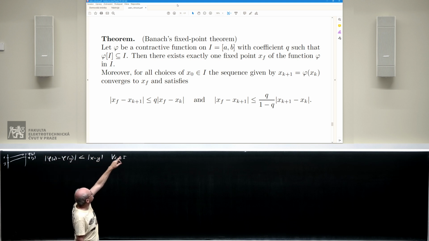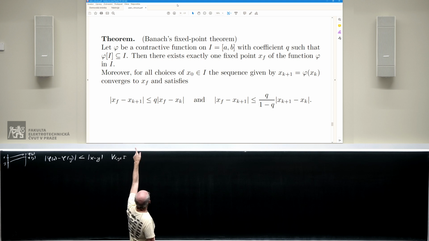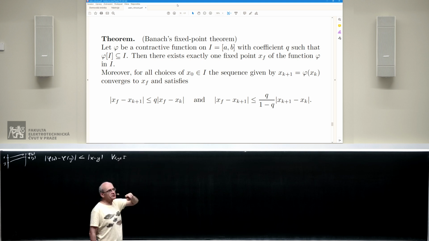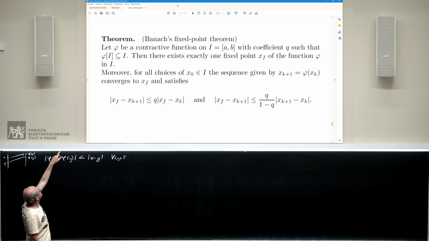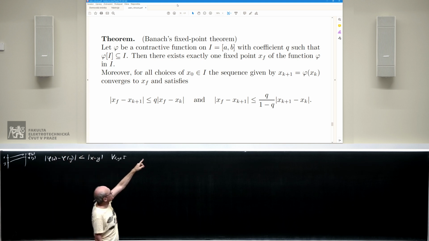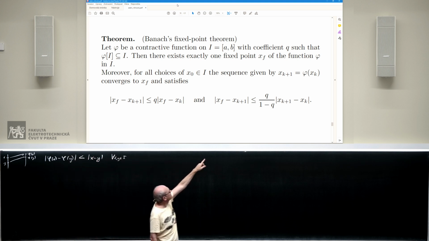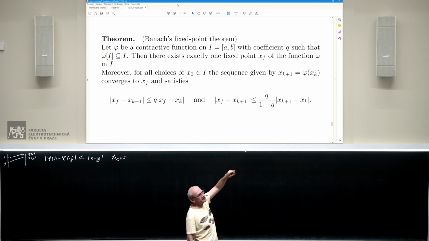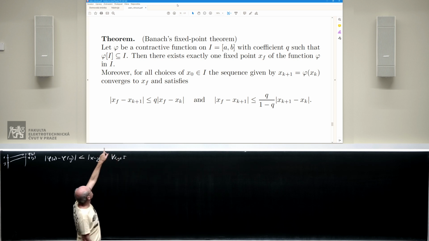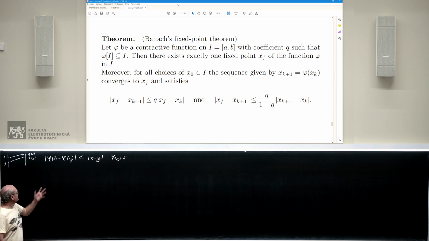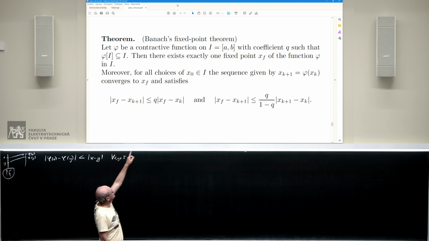We have an interval. And on this interval, we have a function which is contractive. Moreover, this function phi maps this interval into itself. And then there is exactly one fixed point. And it can be reached using iteration. So when we define a sequence xk using this iterative formula, then this sequence converges to our fixed point. So let's have a look at the proof. It has several parts.